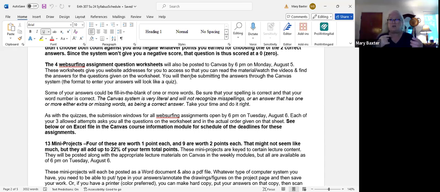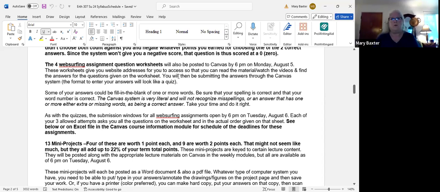And I think that Canvas actually makes a difference between squares and circles if more than one answer is correct on a multiple answer question. Again, on the fill in the blanks, Canvas is very literal. You have to make sure that you have it spelled correctly. I think capitalization doesn't really matter, even if it is the first word in a sentence.